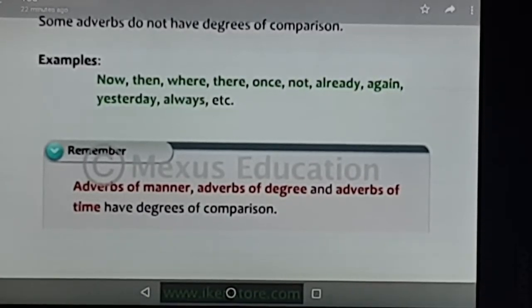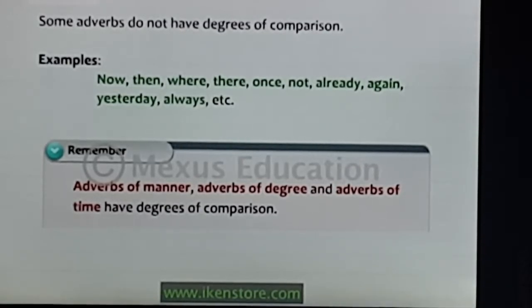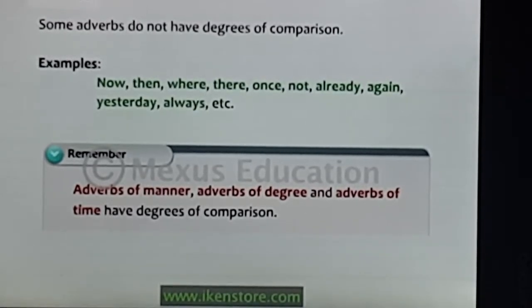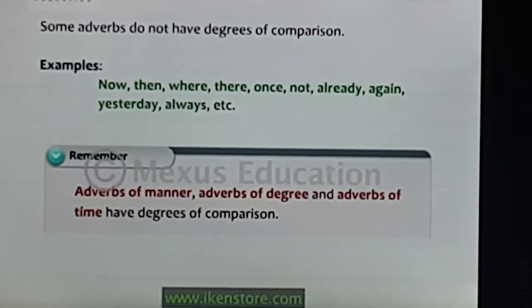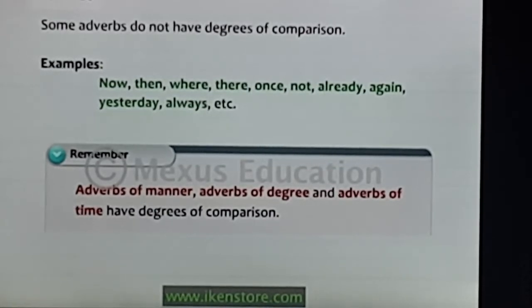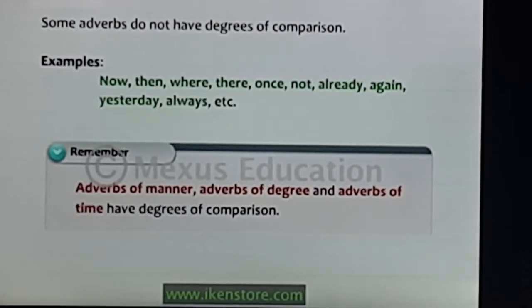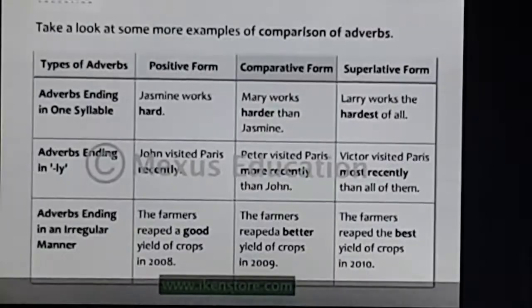Some adverbs do not have degrees of comparison. So some words do not take comparative degrees. They remain in their positive form. Examples are now, then, where, there, once, not, already, again, yesterday, always, etc. And then remember, adverbs of manner, adverbs of degree, and adverbs of time have degrees of comparison.